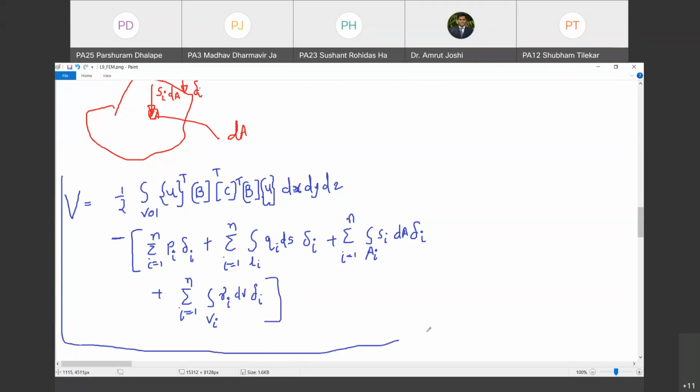Do you agree with me? Please type your response in chat box. Do you agree with me on the expression? Yes. Now, let us see what this expression is a function of.